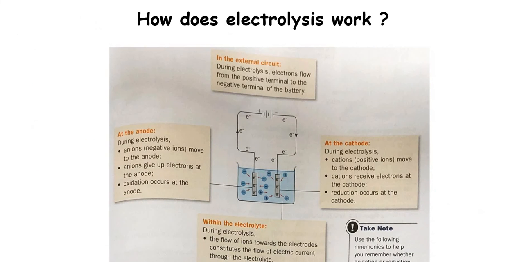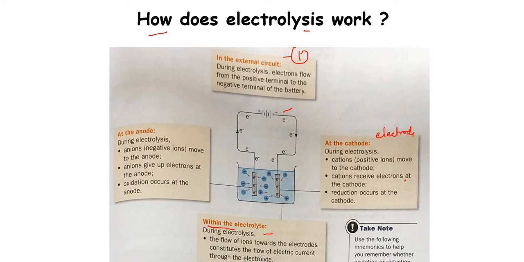So now I know the components, but how does it work? How does electrolysis work? Remember, there are multiple circuits. First is the external circuit, and we have to understand it in parts. Basically, there are three things happening. One is happening externally, meaning the battery. Second is happening at the electrodes, and the third is happening within the electrolyte. So let's understand one by one in detail.